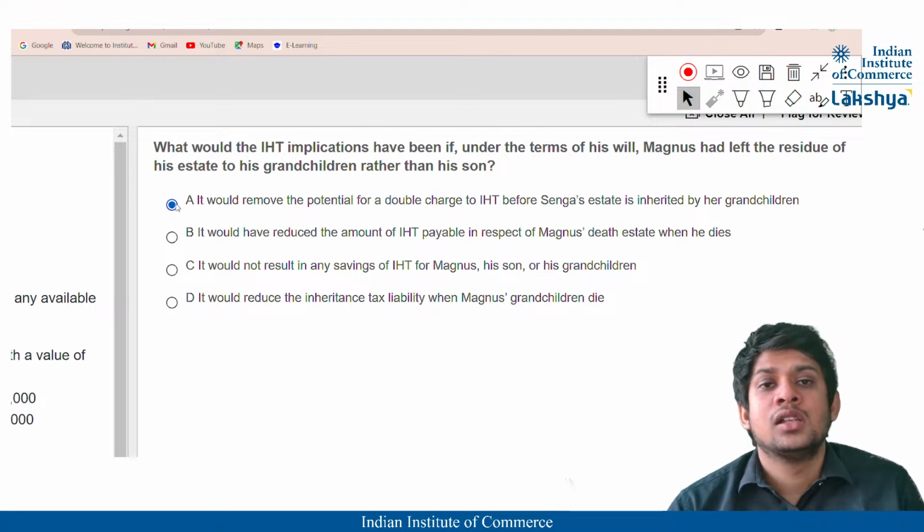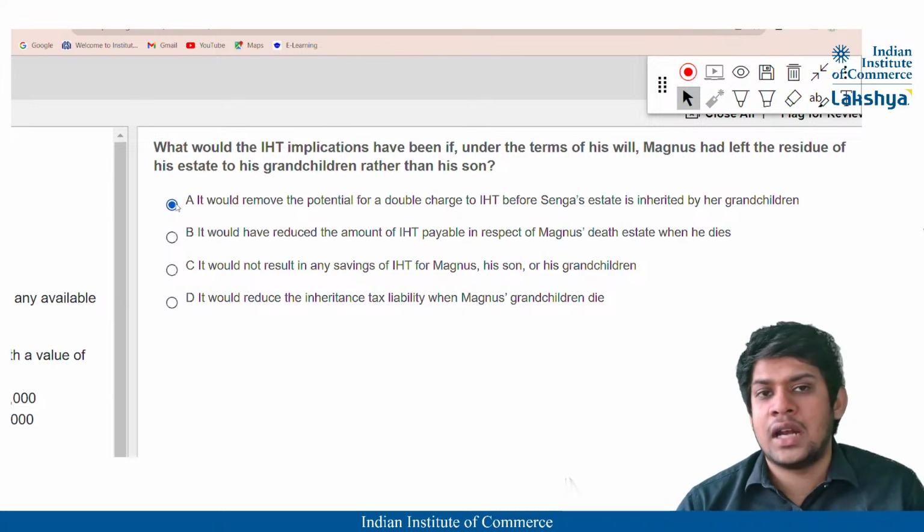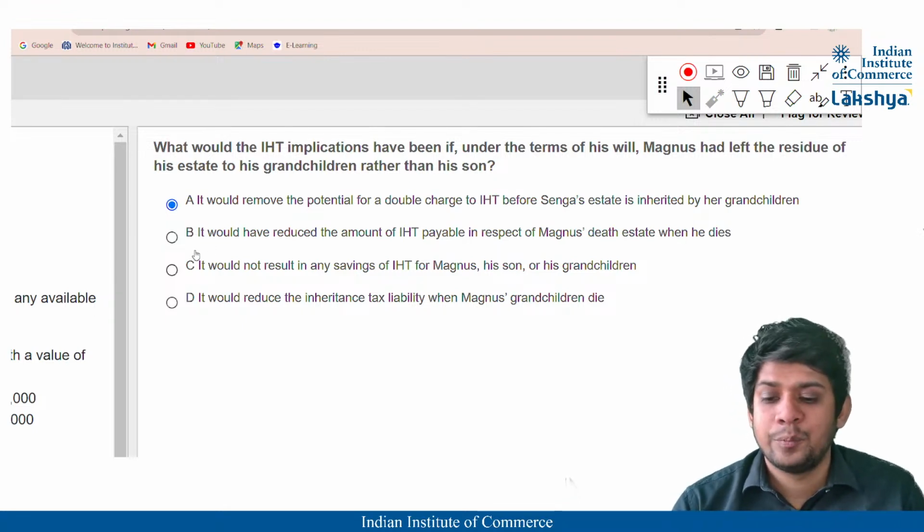His son will take it, and at that time he'll pay. Then it will be transferred to his grandson, and again he will pay the IHT. So rather, if it is directly transferred to his grandchildren, then nothing more has to be paid, correct?